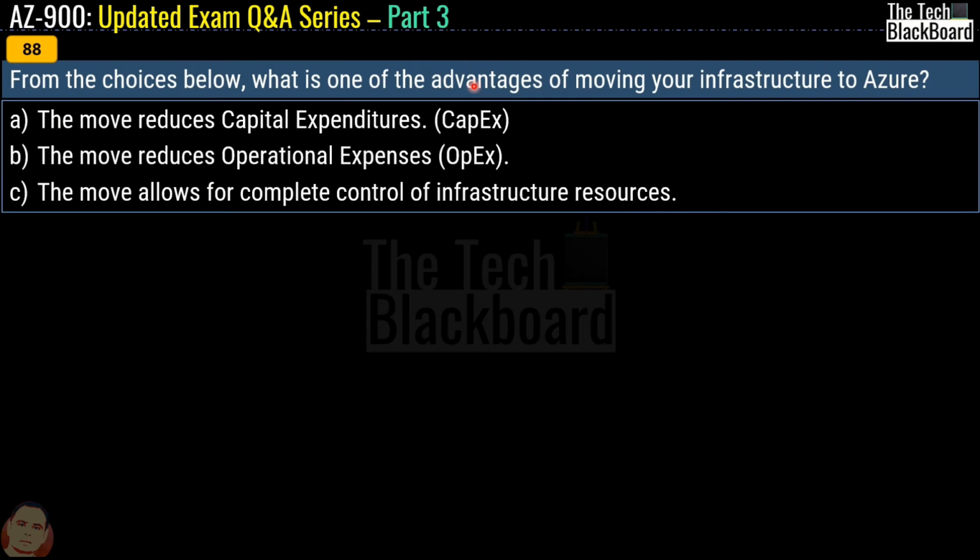Now let's move to question number 88, and it says: from the choices below, which is one advantage of moving your infrastructure to Azure? The first one is that the move reduces capital expenditure, the second is that it reduces operational expenditure, or the third option is that the move allows for complete control over infrastructure resources. And the correct answer for this question is option A, that the move reduces your capital expenditure. And I have explained this many times that the core essence of moving to Azure cloud or any other cloud is operational expenditure. So cloud services let you reduce your capital expenditure to a great extent and move from capital expenditure to operational expenditure.